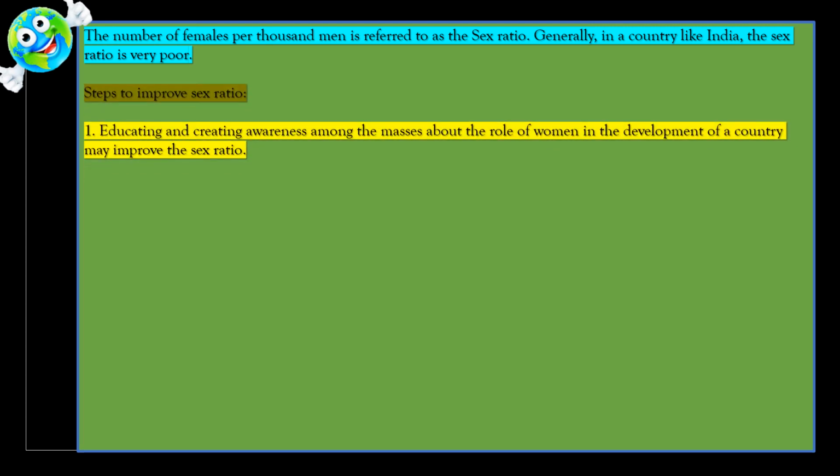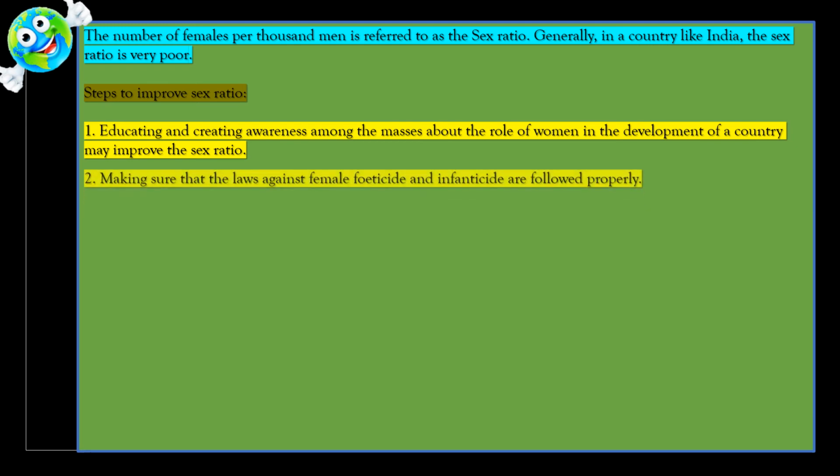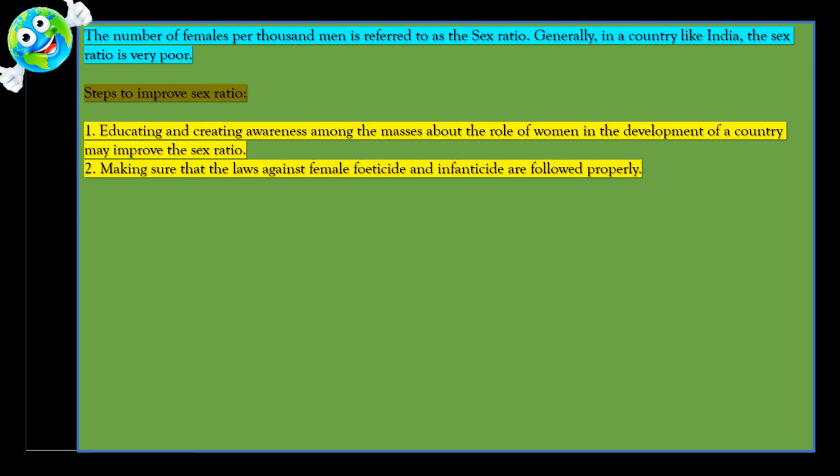Educating and creating awareness among the masses, that is among the people, about the role of women in the development of a country may improve the sex ratio. Making sure that laws against female feticide and infanticide are followed properly. Preventing child marriages to avoid the mortality of young girls.